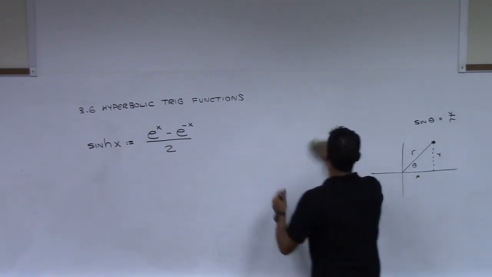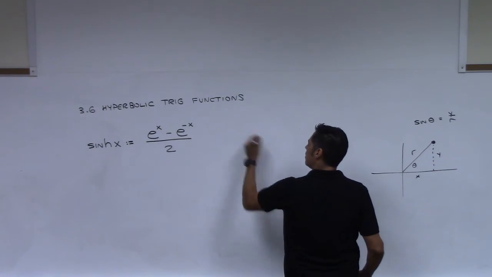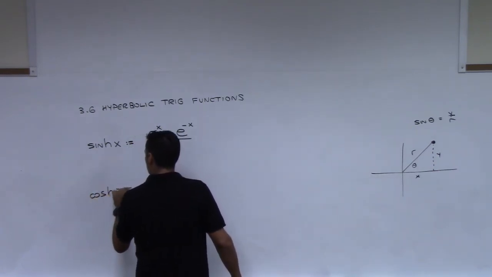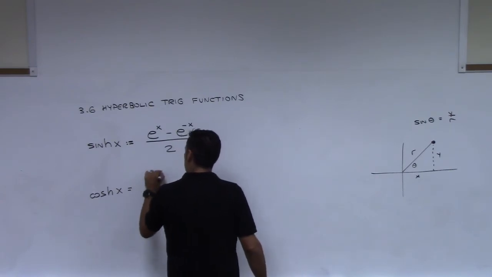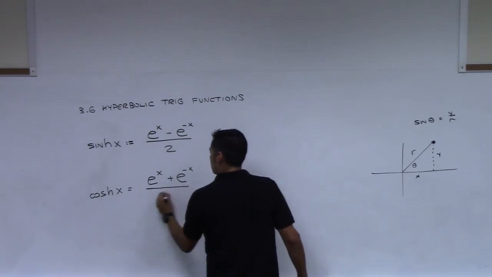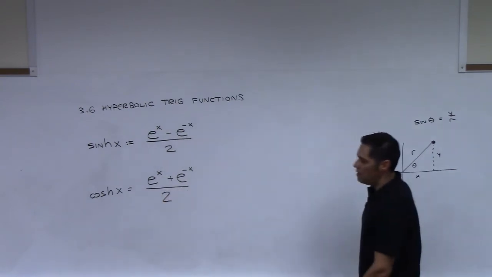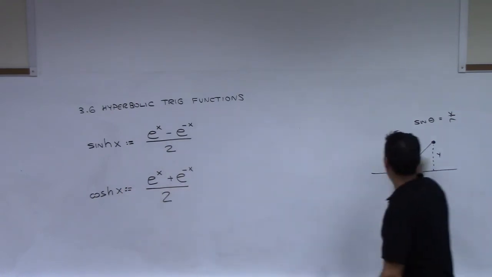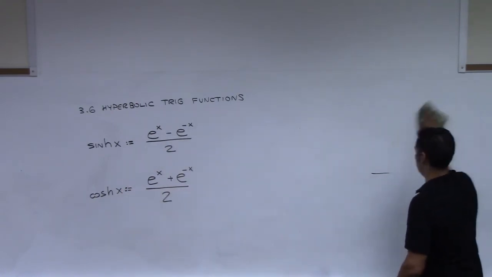So if I asked you, what is the derivative? Well, you know what? Let's wait on that. Let's do cosine hyperbolic. We'll do the sine hyperbolic derivative in a second. Let's do this. I am now defining cosine hyperbolic to be that expression.